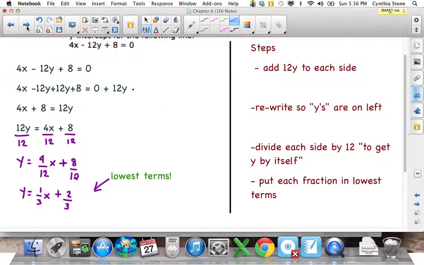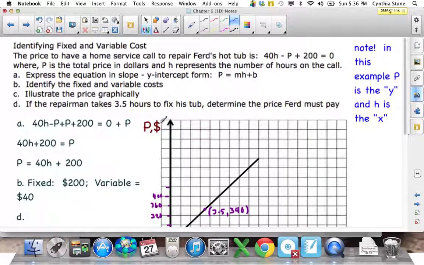Moving on. Yeah, word problem. This is the last bit of this note. So here we have, make sure we understand the question. Ferd's hot tub. We have the standard form of an equation that models the price for a service call to Ferd's hot tub. Okay, P is the price. H is the number of hours that the repair person works. So, first of all, it wants us to take this equation, put it in this form.